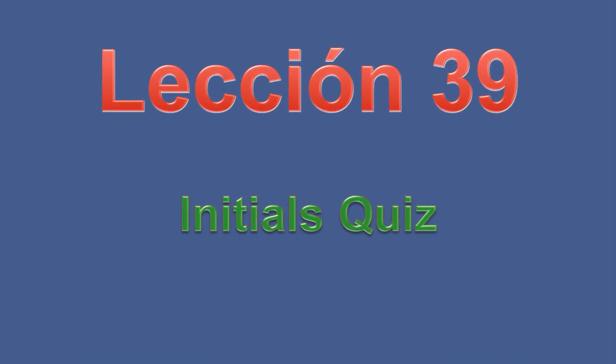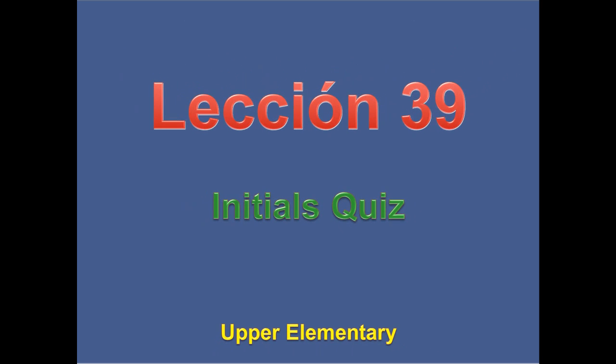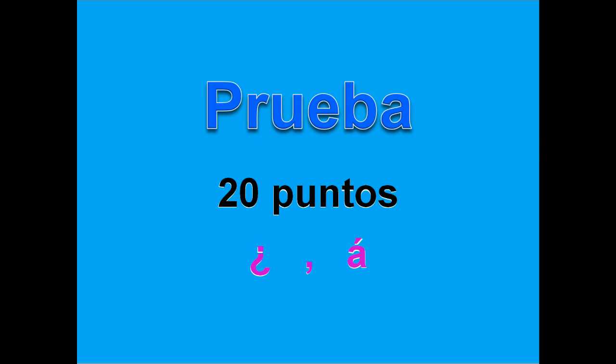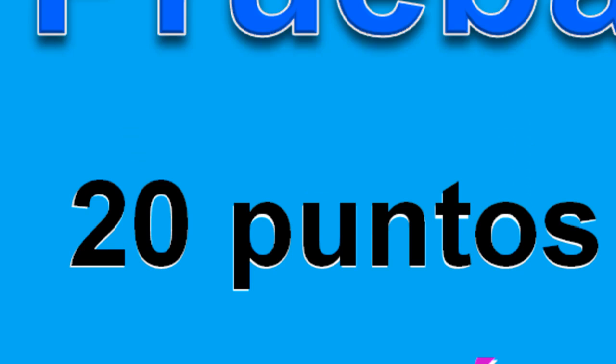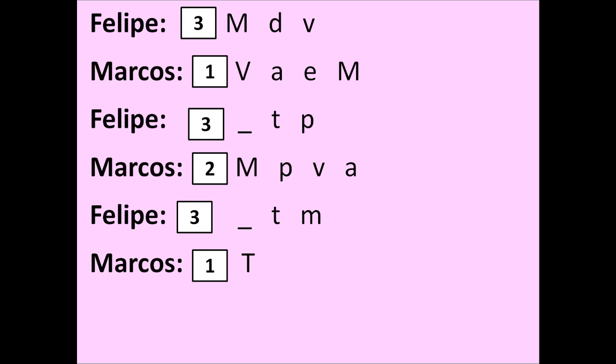Muy buenos días, bienvenidos a la lección 39 para la primaria superior, Initials Quiz. So this will be una prueba de 20 puntos. You'll need to keep a sharp eye out for punctuation and accents that go over letters. Accents aren't really what I would call punctuation, but I'm going to use the word punctuation to mean punctuation marks and accents. And what I'd like you to do is, if you give every word a try, then give yourself all 20 points. Let's start.